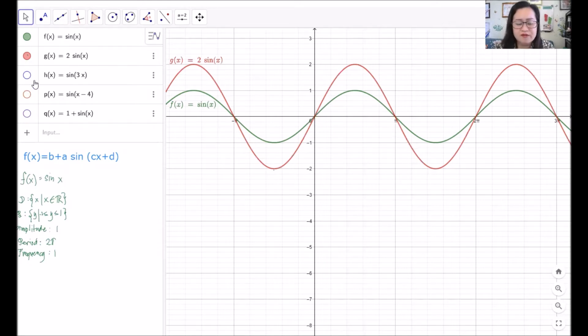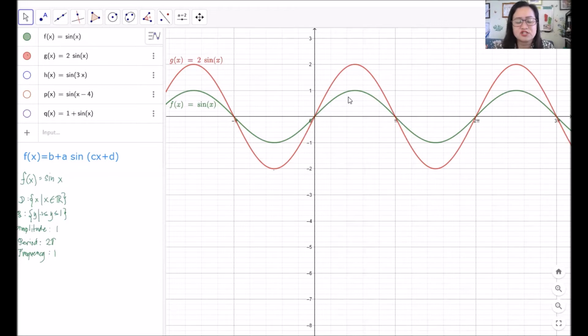Let's compare the two graphs. In the function g of x, the minimum value is at negative 2, while the maximum value is at positive 2. For sine x, the minimum value is negative 1, and the maximum value is positive 1. That means changing the value of a will also change the amplitude of the original function sine x. But still the domain is the same. It's the set of all x such that x is an element of the set of real numbers.